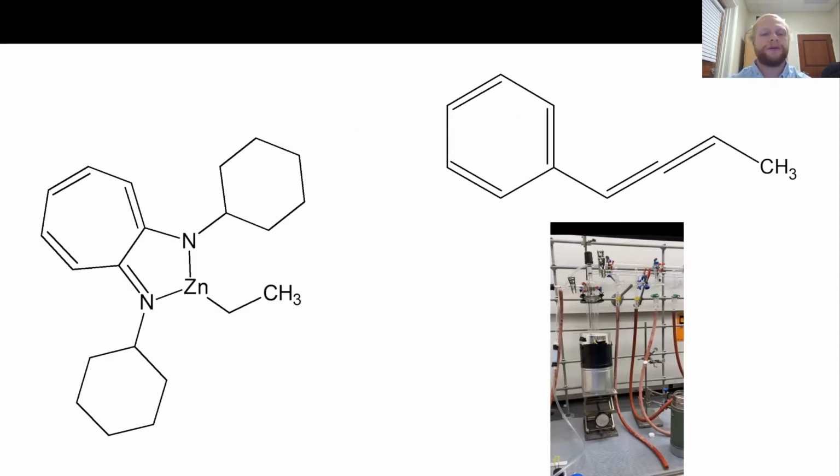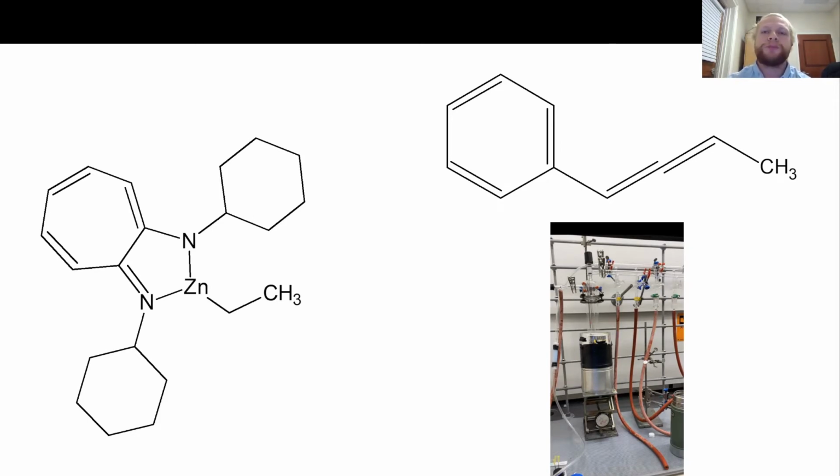On the left side of the screen, you can see the catalyst that I synthesized this summer, made up of the dicyclohexylaminotroponiamine ligand and the ethyl zinc metal. In the upper right-hand side of the screen, you can see the allene that I synthesized containing both a methyl and a phenyl group.